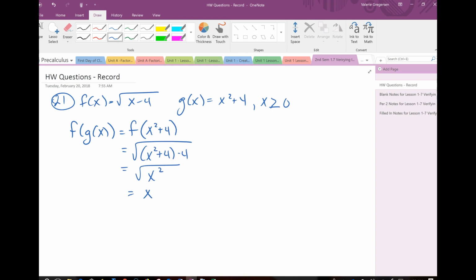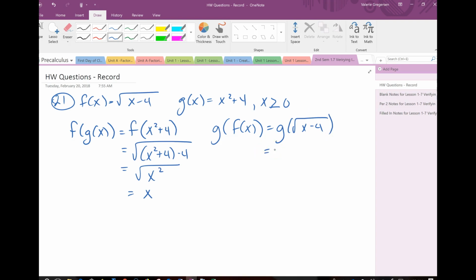But now let's make sure the same thing happens when I go the other way. If I go g of f of x, it has to work both directions, so we need to check both. This time I'm plugging in for my x in my g function my whole function for f of x. So that's going to be g of the square root of x minus 4. Remember, it's just substitution again.